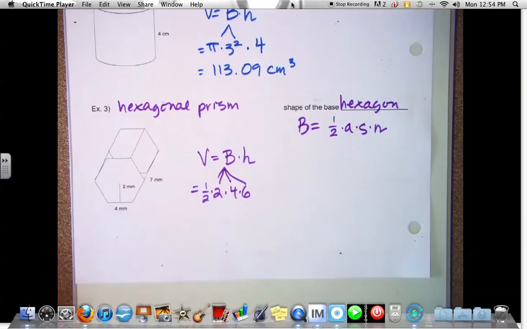Now, in the picture, your hexagonal prism is laying like this. You have to imagine tipping it onto the base, and the hexagon is the base. So when you tilt it, the next thing that you have to determine is how tall it is, what the height is. So in this picture, what is the height? 7.